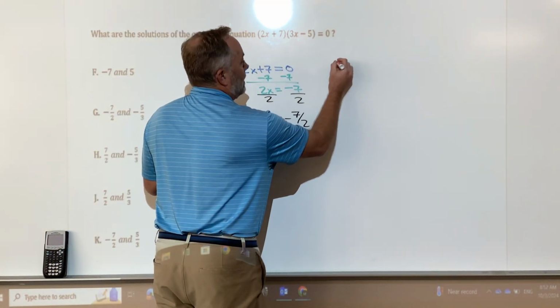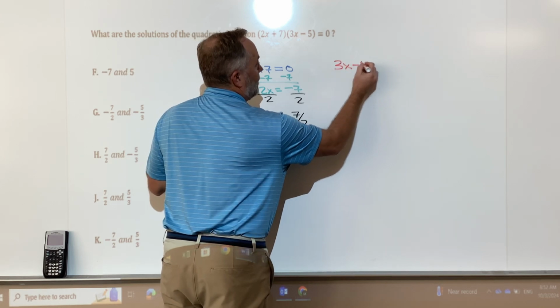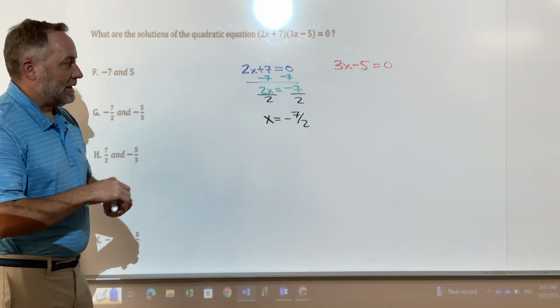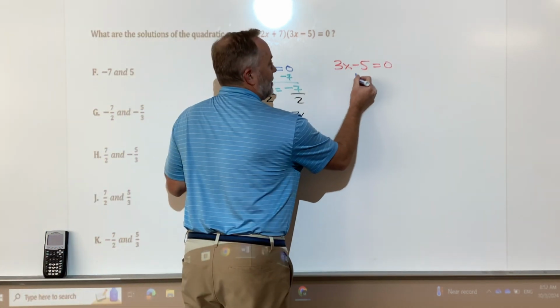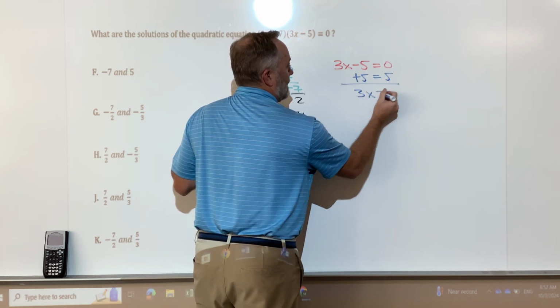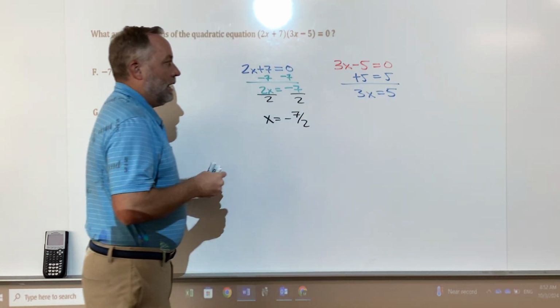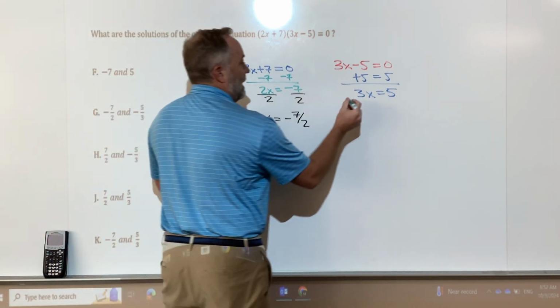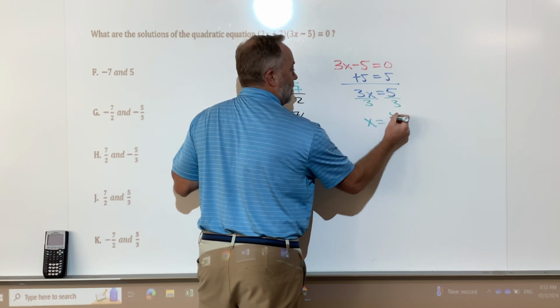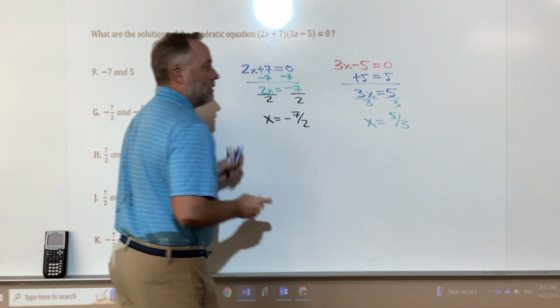We want to know, when does 3x - 5 equal 0? And we do essentially the same thing. Let's add 5 to both sides, trying to isolate x. And that gives us 3x is equal to 5. And then divide both sides by 3, and we get x is equal to 5/3.